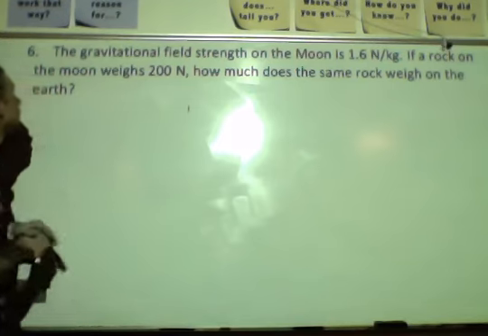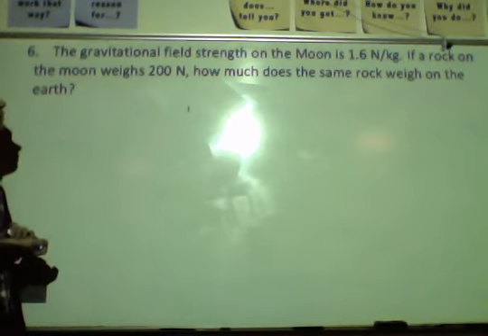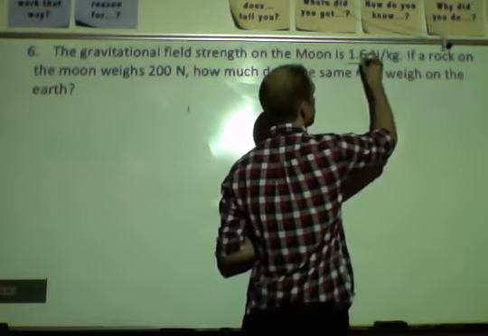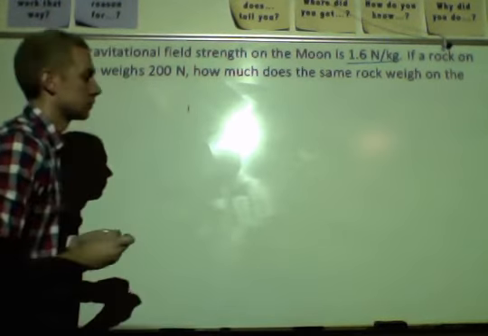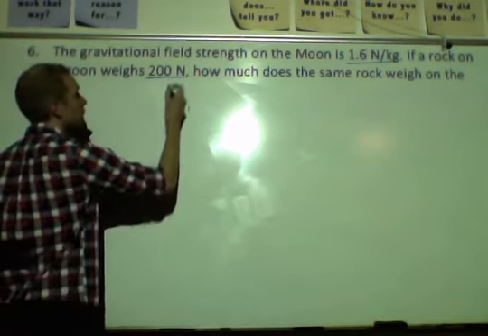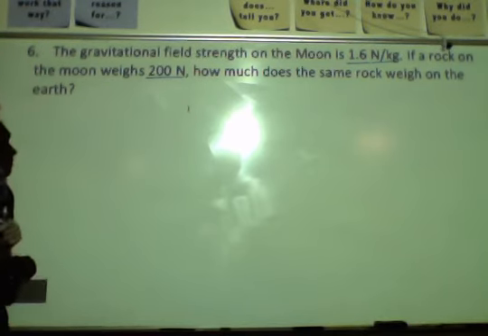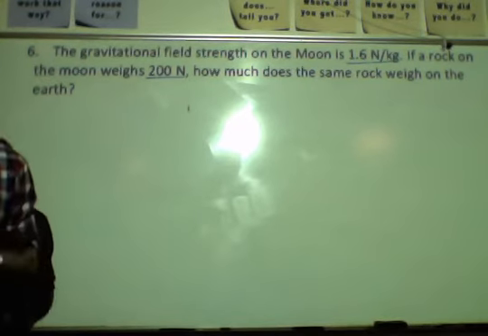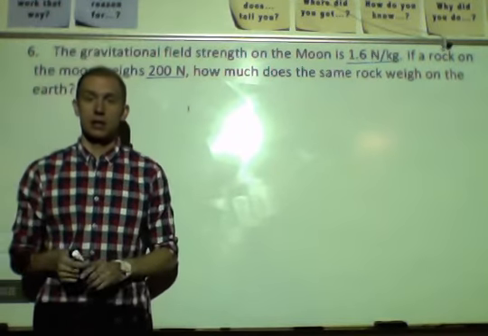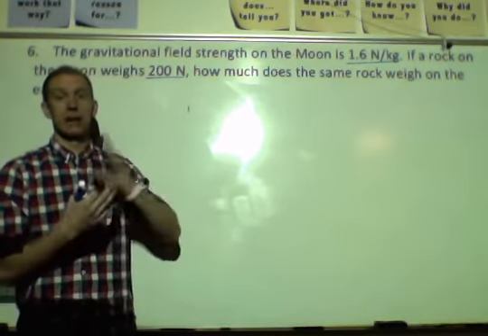Number 6. The gravitational field strength on the moon is 1.6 newtons per kilogram. If a rock on the moon weighs 200 newtons, how much does that same rock weigh on Earth? All right, in class, we found our weight on the moon. This is a similar problem, only it's working backwards.